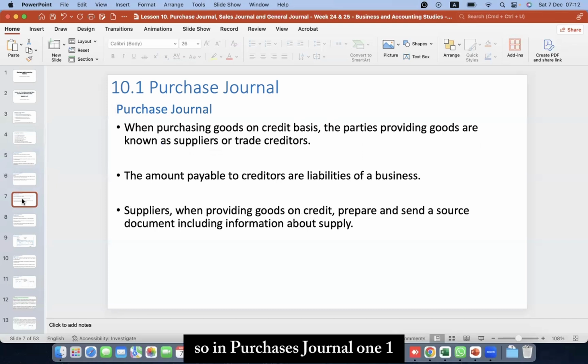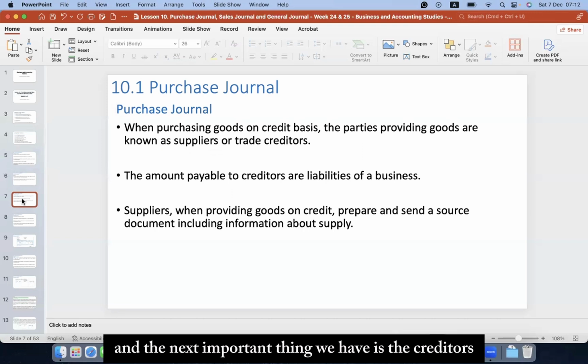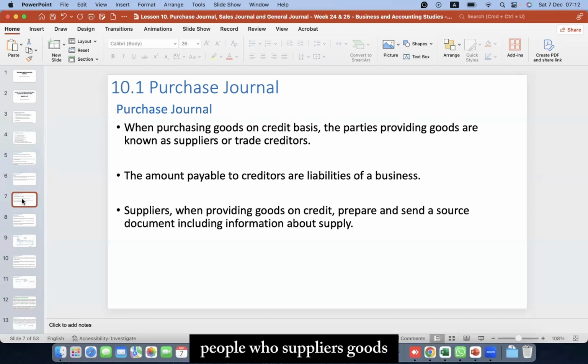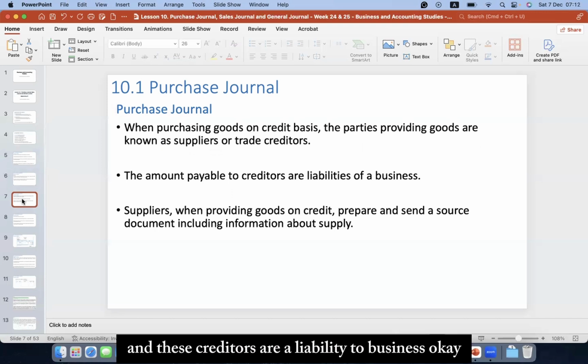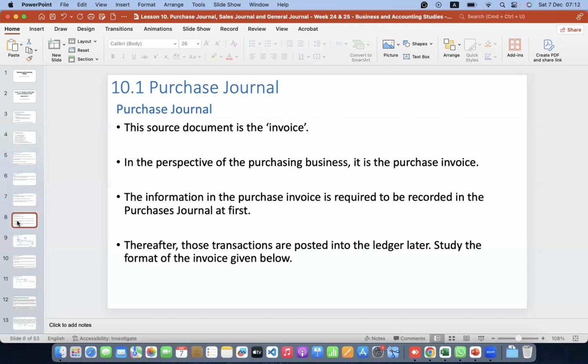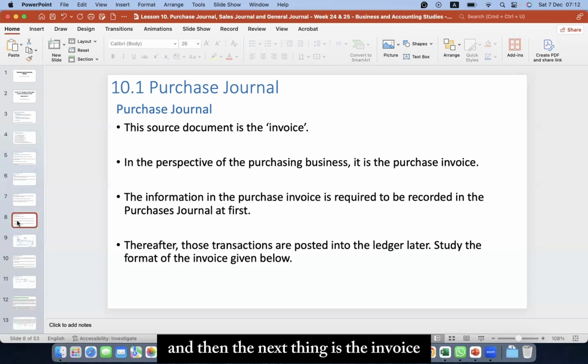So in the purchaser's journal, one thing we have is the purchases, and the next important thing we have is the creditors. People who supply us goods are creditors, and these creditors are a liability to the business. And then the next thing is the invoice.